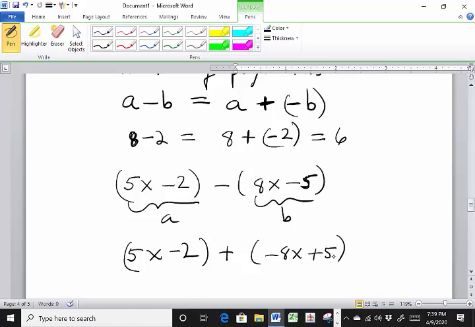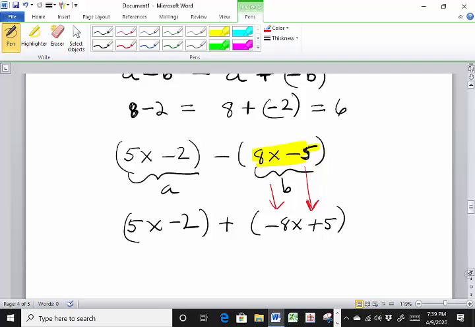So I'm adding the opposite. Okay, I'm taking the opposite of what's in the parentheses right here. So an 8x becomes a negative 8x, a negative 5 becomes a plus 5, right? So now you're back to what we just did, adding.